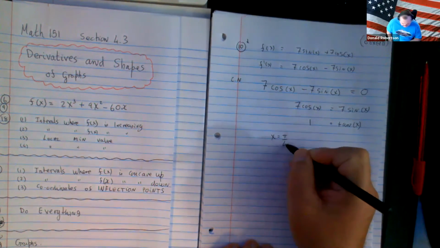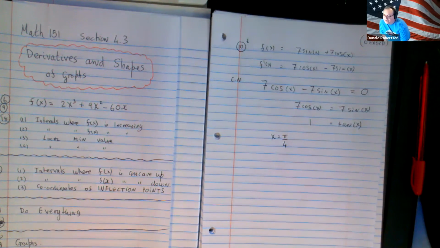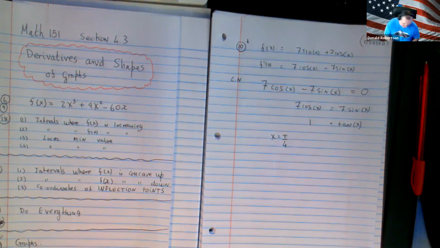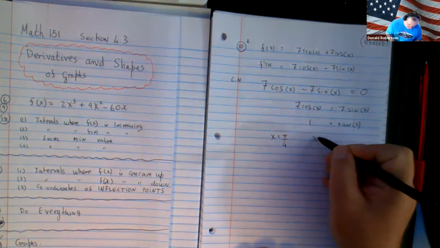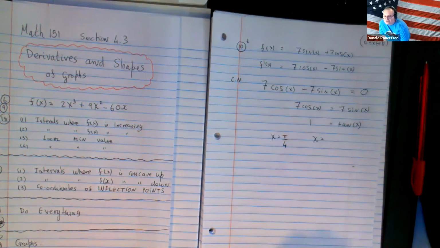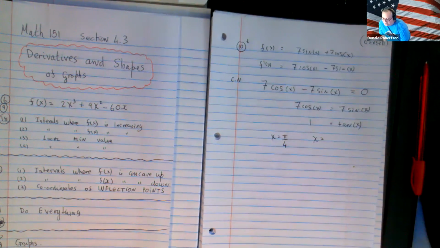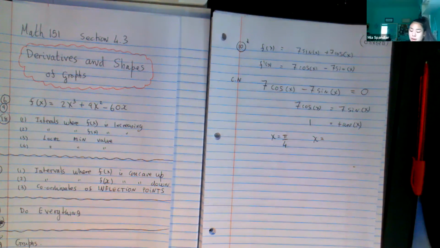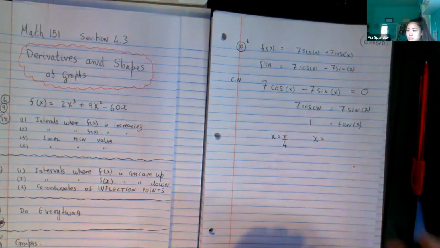In the first quadrant, at pi over 4, the tangent is 1. And there's another one in the third quadrant. Where else is the tangent function equal to 1? 5 pi over 4. Yep.